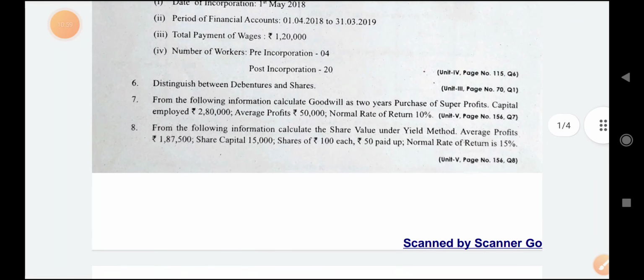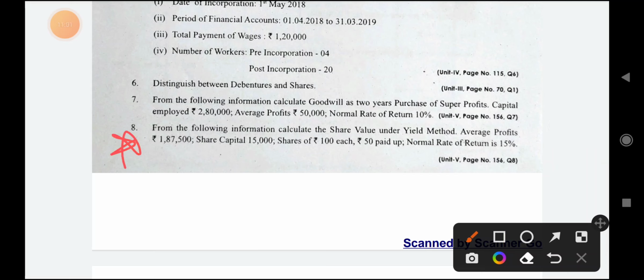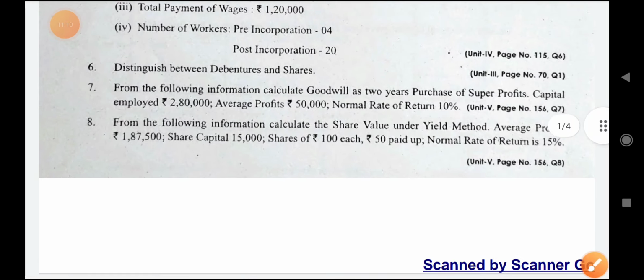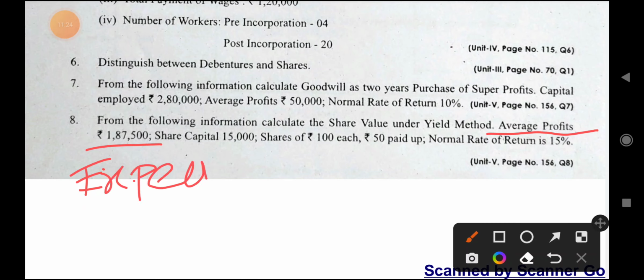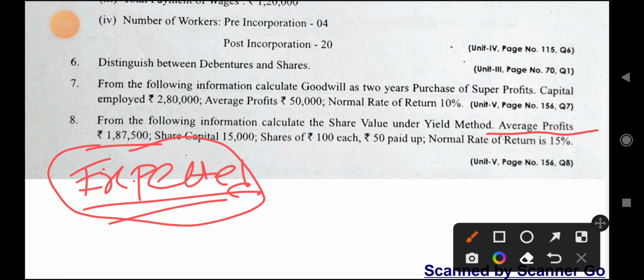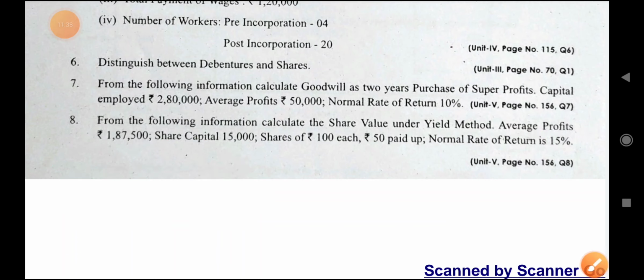Next one is relating to 5th unit only, another question. From the following information, calculate value per share under yield method. Okay, which method? Yield method. So let us see the yield method problem. Average profits is rupees 1,87,500. This will be your expected profit, as there are no other adjustments. How much will be transferred to general reserve, how much is preference dividend, nothing is there. So whatever 1,87,500 is there, that will be your expected profit.